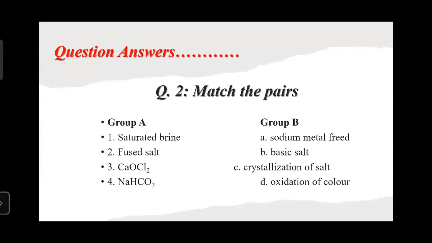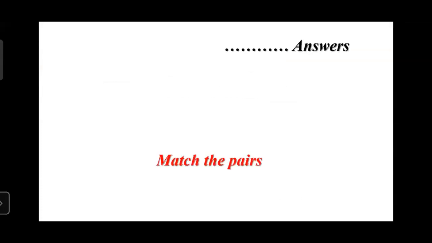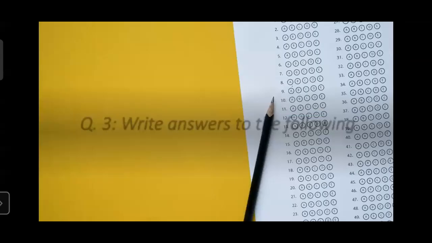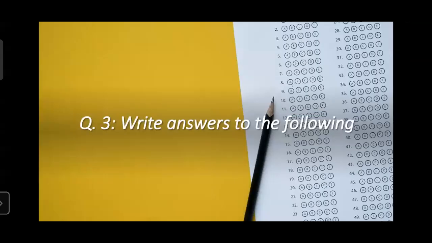Now, here are the answers. First, saturated brine is matched with crystallization of salt. Fused salt is matched with sodium metal freed. CaOCl2 is matched with oxidation of color. NaHCO3 is a basic salt. Now, the third question: write the answers to the following.